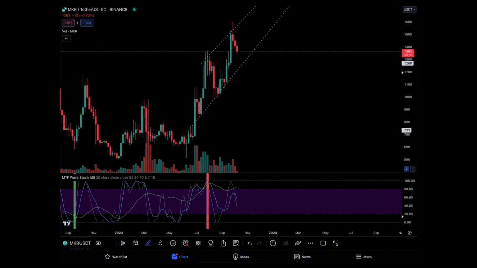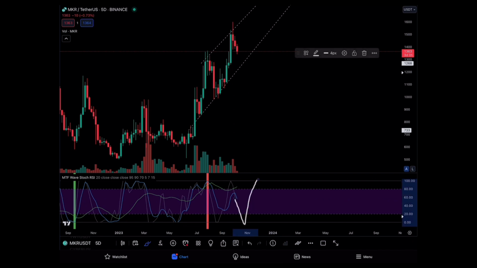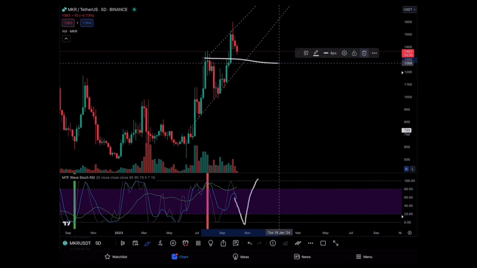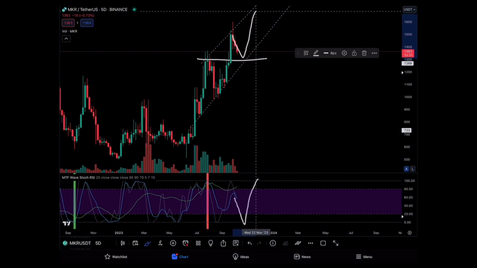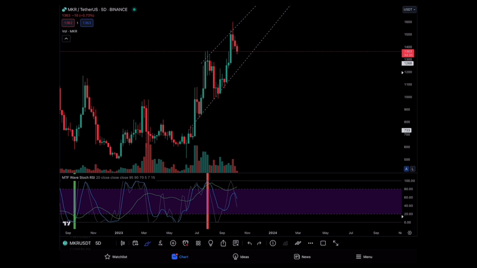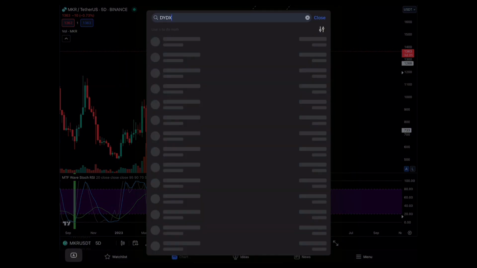Unless this tap down happens while we are on this time frame here, so it does it like that, that's another possibility. But either way, it's something I'm just going to be skipping and waiting for it to trigger the alert. The next one I'm looking at is DYDX.